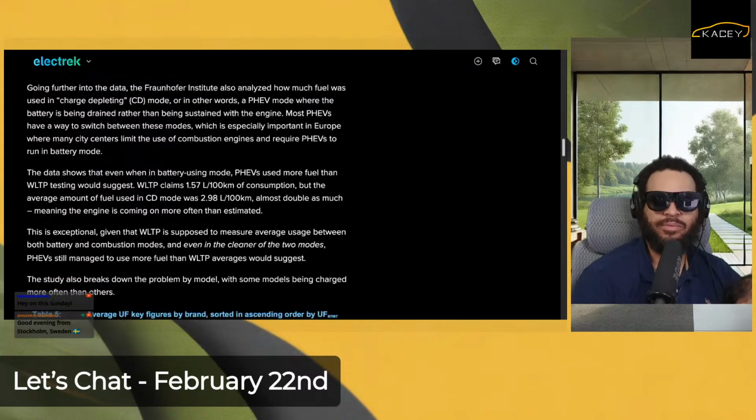By going further into the data, the Fraunhofer Institute also analyzed how much fuel was used in charge depleting mode, or in other words, plug-in hybrid mode where it's just become a hybrid, aka Fat Prius mode. A PHEV mode where the battery is being drained rather than being sustained with the engine. Most PHEVs have a way to switch between these modes, which is especially important in Europe, where many city centers limit the use of combustion engines and require PHEVs to run in battery mode.